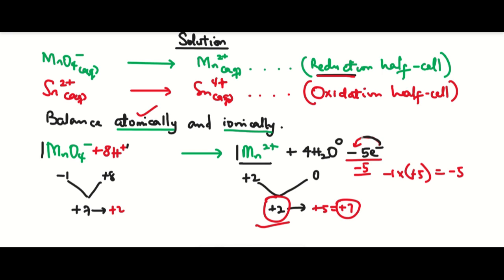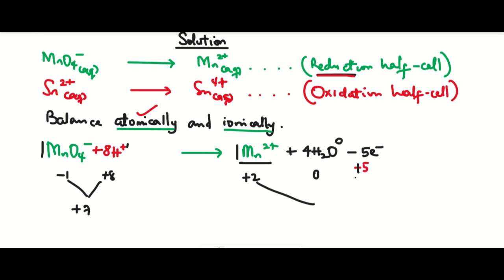So by the time you multiply this by the coefficient, you have minus 1 times minus 5 instead, and that will give you positive 5, which means that you have successfully added 5 electrons. In a nutshell, we've been able to increase the value from plus 2 to plus 7. So plus 2 plus 0 plus 5 gives us plus 7. And by that, we've successfully balanced the reduction half cell equation atomically and ionically. Hence, this will become our equation 1.